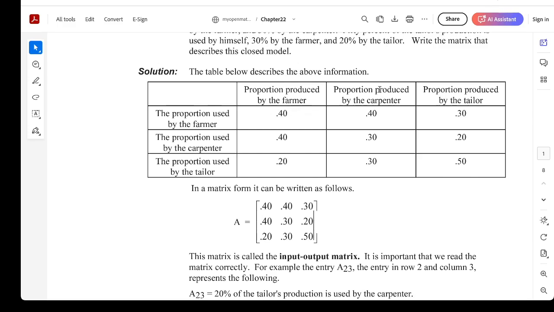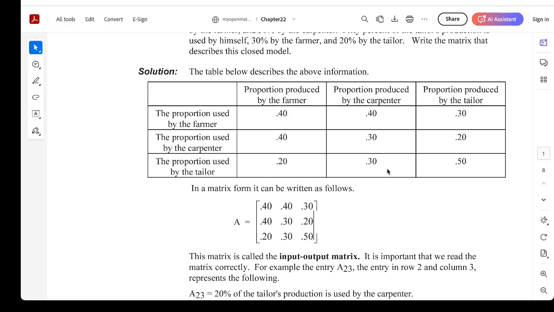Looking at the second column here, that's production by the carpenter. So that would include furniture and shelters, homes, maybe other things, tools made from wood. That's 40% of that carpenter's output is consumed by the farmer. 30% is consumed by himself. So he keeps 30% of his own output. And finally, 30% of his output goes to the tailor. That's what those numbers read. Similar thing for the tailor in the last column.